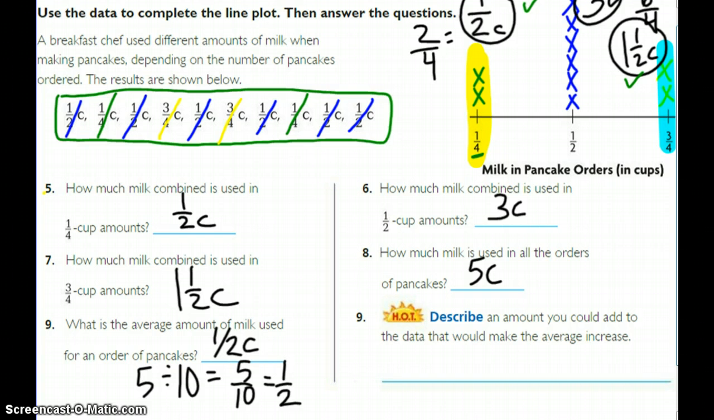Okay? And number 9, describe an amount you could add to the data that would make the average increase. Well, in order to make the average increase, I would just need any number that is larger than 1/2, because the average currently is 1/2. So an example of a number that I could add to the data to make the average increase would be 3/4, because that is larger than 1/2.